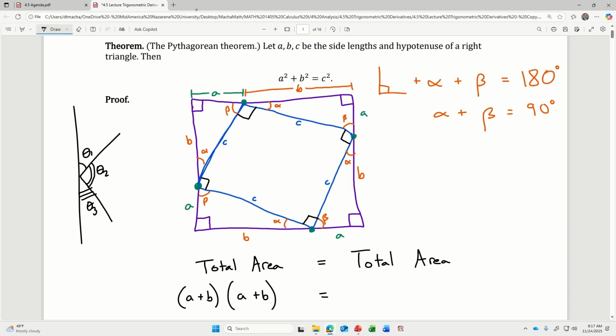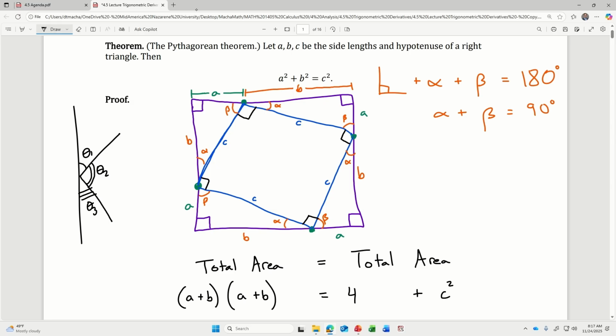And then on the right side, the other way I would like to calculate this total area is by adding up, what would it look like to add up 4 of these congruent triangles plus the area of the square in the center? Well, the area of the square in the center is c squared, right?